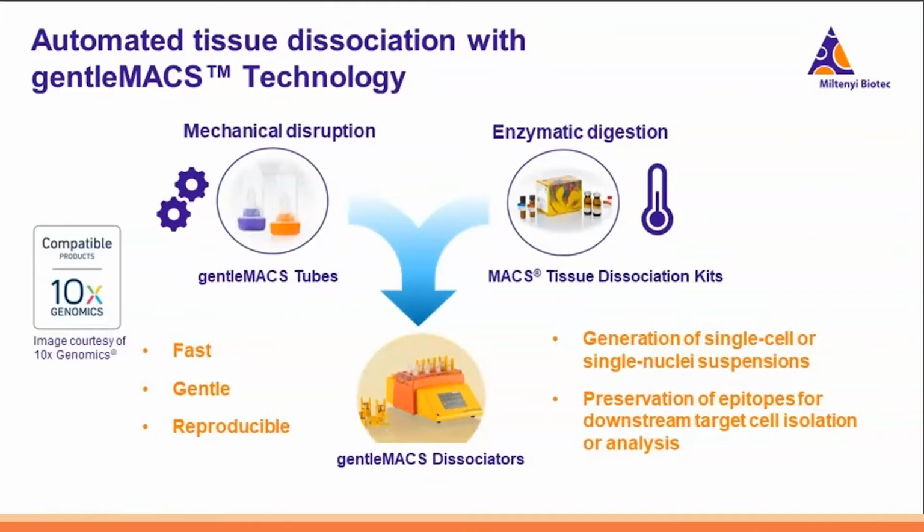The mechanical disruption happens inside the gentleMACS tubes, and enzymatic digestion comes with the MACS tissue dissociation kits, and both are combined to work with the gentleMACS dissociators, where all the dissociation and incubation of the tissues can happen. So all in all, gentleMACS technology allows for the fast, gentle, and reproducible dissociation of tissues with the main goals of generating single cell or single nuclei suspensions, as well as preserving epitopes for downstream target cell isolation or analysis. And here I also want to highlight that these products are compatible with the technology from 10x Genomics.